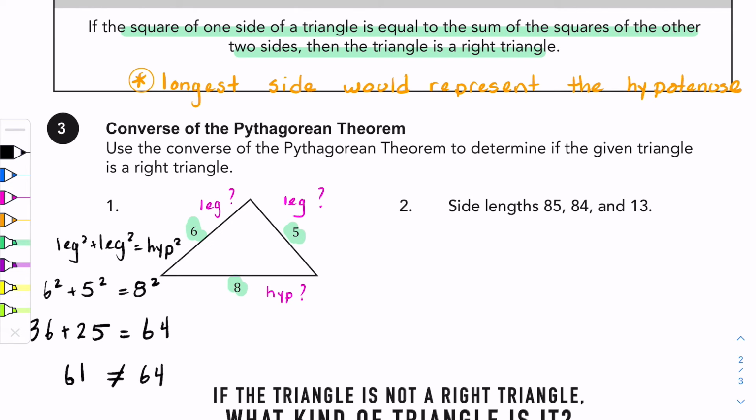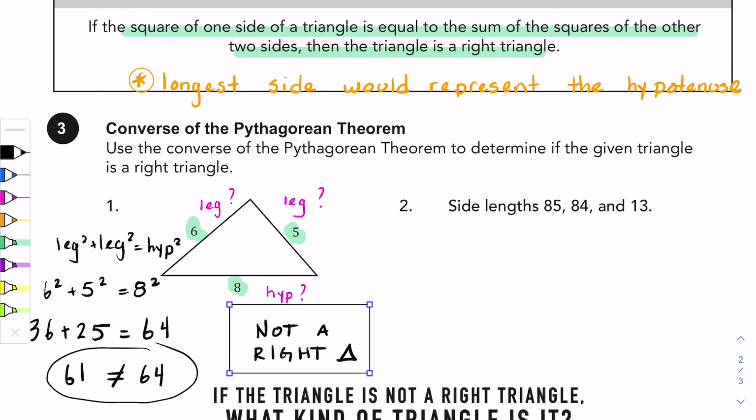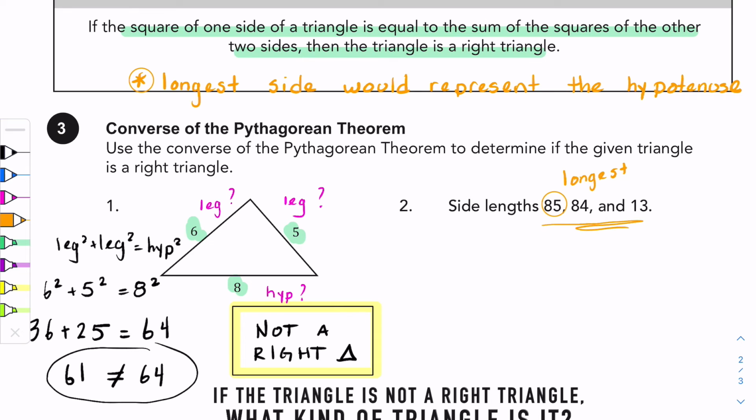So you would say this is not a right triangle because of this right here. You proved that it is not true. So not a right triangle. It has to come out to be true in order to be a right triangle. And number 2, press pause, try this by yourself. Remember that the longest leg is always the hypotenuse. I'm just going to make a note that 85 is the longest side. So try substituting these 3 numbers into the formula and determine, is this a right triangle?